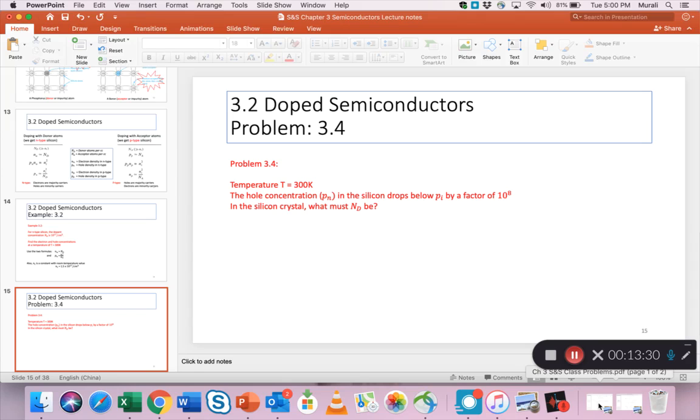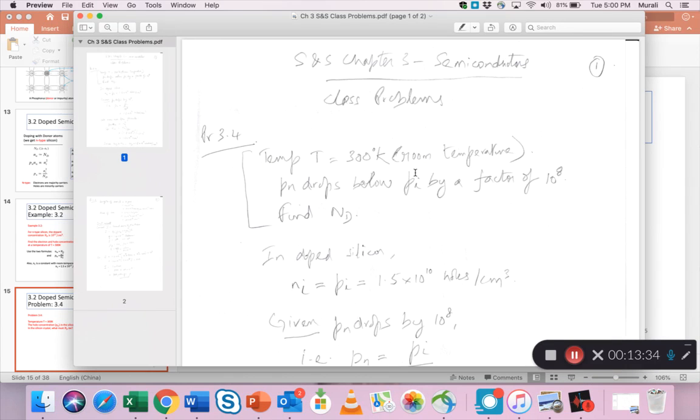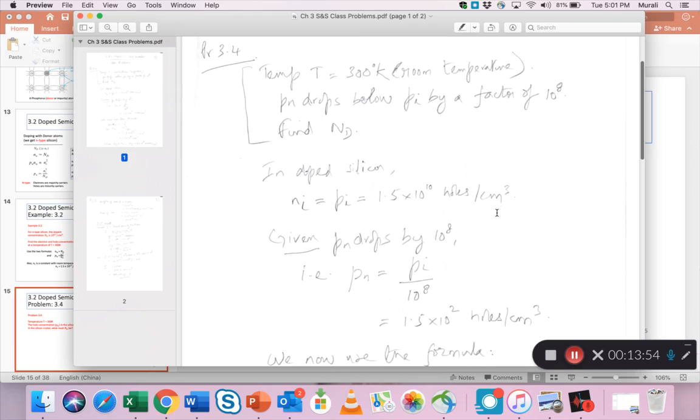Okay, so I'll open my other PDF. This one is called Class Problems. The other one I call Class Examples. This one is Class Problems. Okay, so problem 3.4. Temperature is again 300. The p_n drops below p_i by a factor of 10 to the power 8 after doping, and find N_D. In doped silicon, again n_i equals p_i, which is 1.5 times 10 to the power 10.